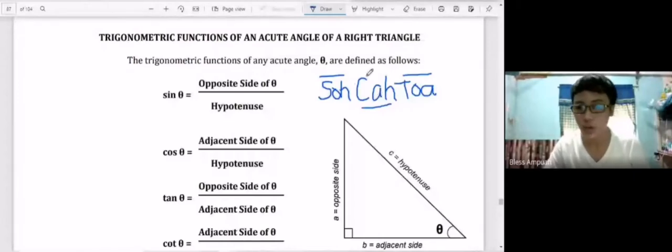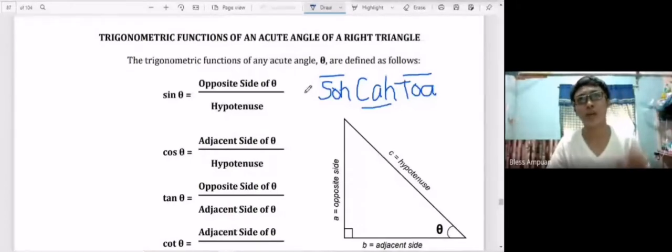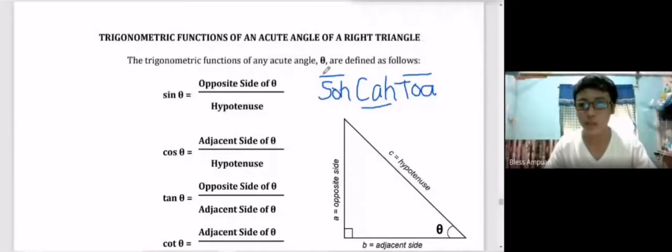So in your mind, you can ask what would be the formula for the sine? Just remember SOHCAHTOA. SOH: the big letter S refers to sine, O is the opposite, then H is the hypotenuse. So sine theta equals the opposite side of theta over the hypotenuse. Got it? Opposite over hypotenuse, O over H. So that is the sine.